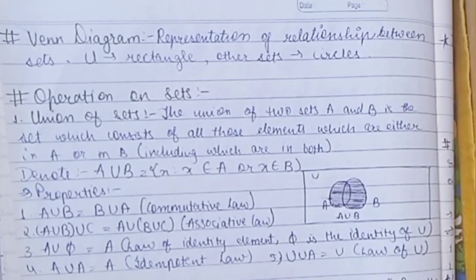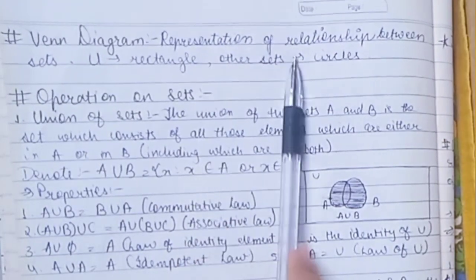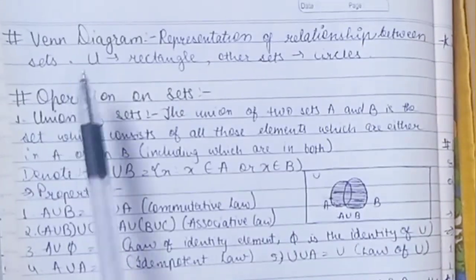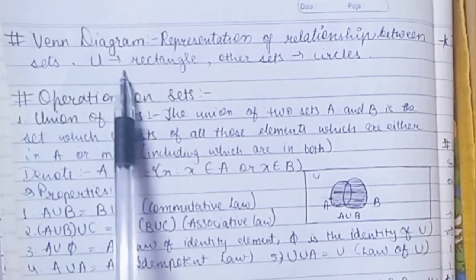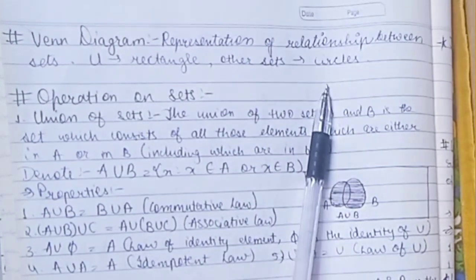Our next topic is Venn diagrams. What is a Venn diagram? It is the representation of relationship between sets. Here, the universal set is represented by a rectangle and other sets are represented by circles.